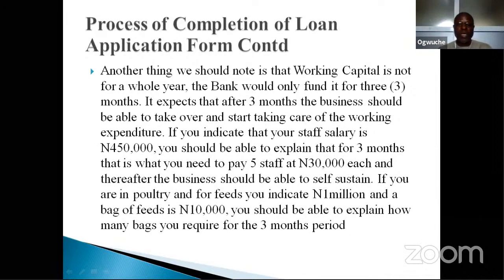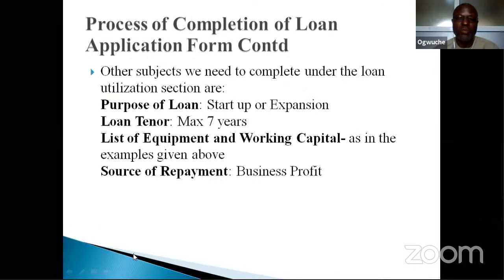So yeah, if you're into poultry also, feeds, like I indicated, is very, very important. Okay, so if you indicate that feeds, for example, is 1 million naira, and a bag of feed is 10,000 naira, you should be able to explain how many bags you require, and then for 3 months. Okay, so that you should have at the back of your mind. Working capital is not for the whole year; it's for 3 months, and after that, it is expected that the business should be able to become self-sustaining.